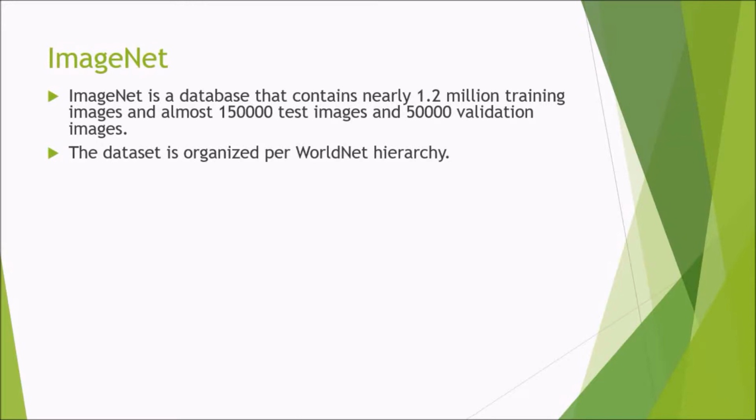ImageNet is a database that contains nearly 1.2 million training images, almost 150,000 test images and 50,000 validation images. The dataset is organized per WordNet hierarchy. The large-scale image database has proven useful for several applications. In this project, I have used the pre-trained model to improve accuracy. So the MXNet model has been trained on the ImageNet database.